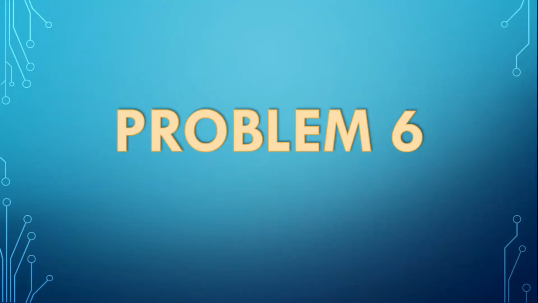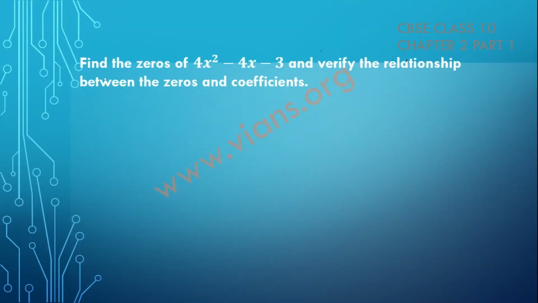Alright, now let's go over to the next problem. That's problem number 6. What is this problem about? Find the zeros of 4x² − 4x − 3 and verify the relationship between the zeros and coefficients. So let's write this down: 4x² − 4x − 3.